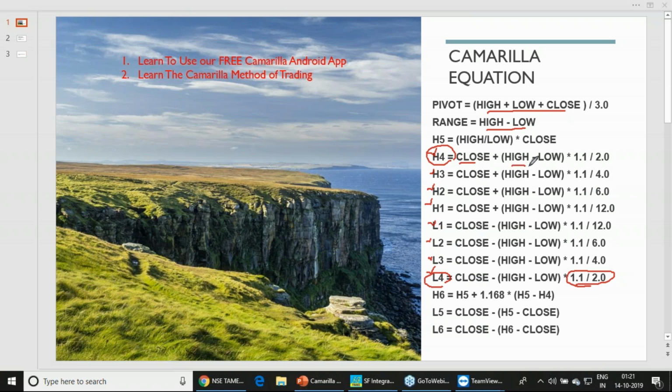So I'll just draw your attention to this high minus low. This is being utilized everywhere. So this is the price range.